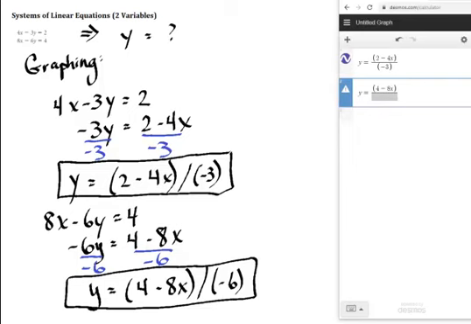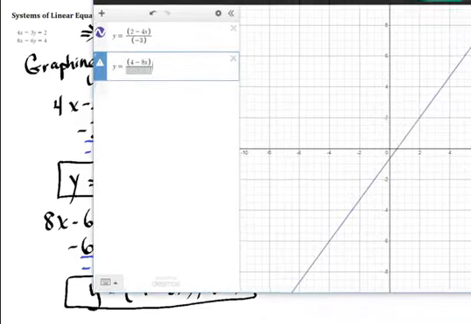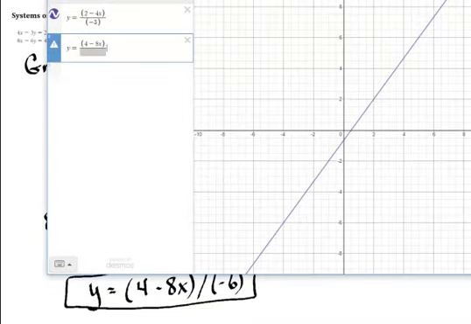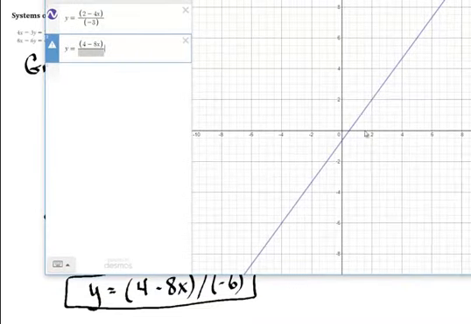Okay, I want you to watch me plug this in because it's pretty exciting here. So I'm going to plug in. I've got the purple line drawn. That's the first one. And then when I plug in this denominator, a negative 6, I want you to notice that it drew its line exactly on top of the other line.